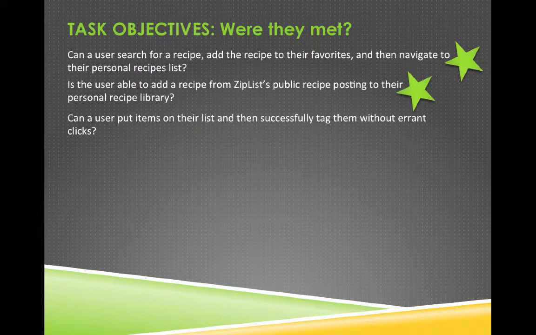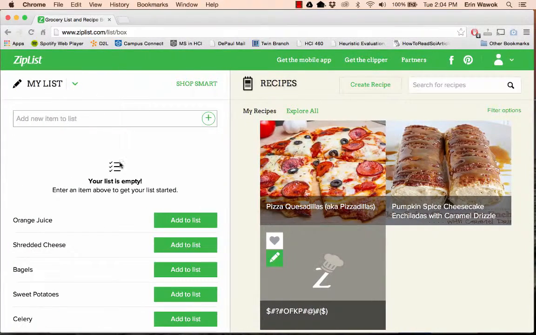Can a user put items on their list and then successfully tag them without errant clicks? So we asked people to put some things on their list here.